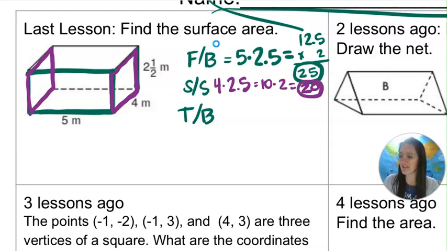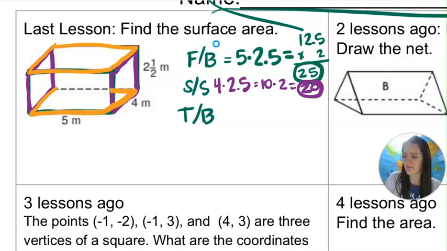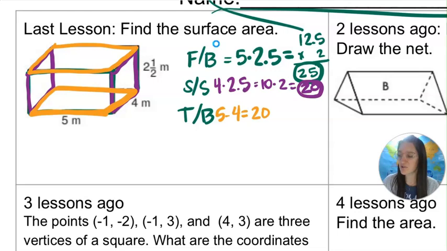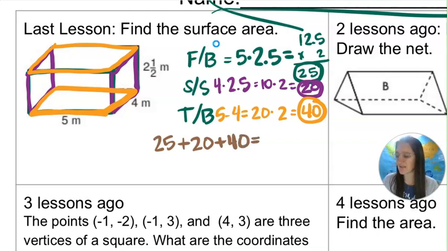The last thing I'm going to look at is the top. The top usually isn't labeled very well, so I usually look at the bottom for my base, which is 5, and my height, which is 4. So 5 times 4 is 20. There's 2 of them though, so I'm going to double it and get 40. So what I do with those now is I add all of them up. 25 plus 20 plus 40, and that gives me 85.